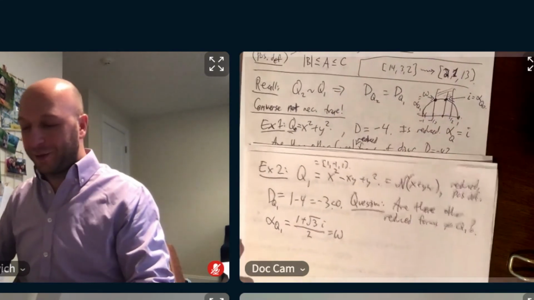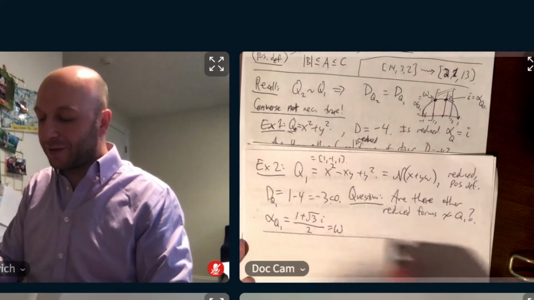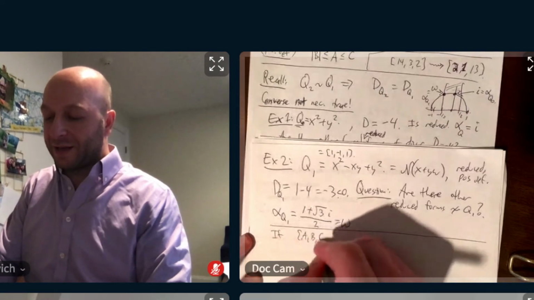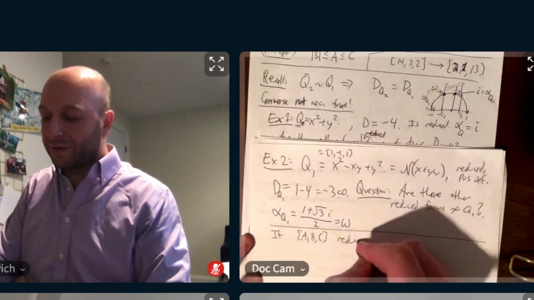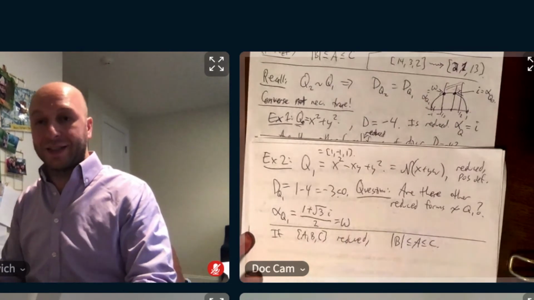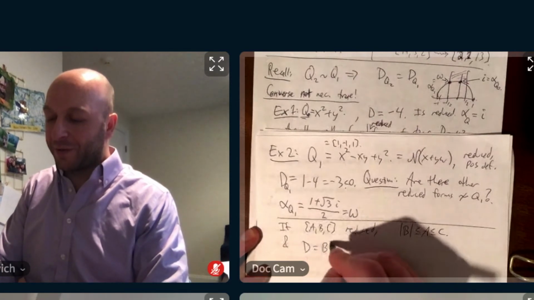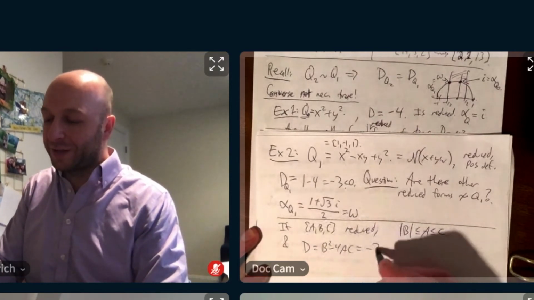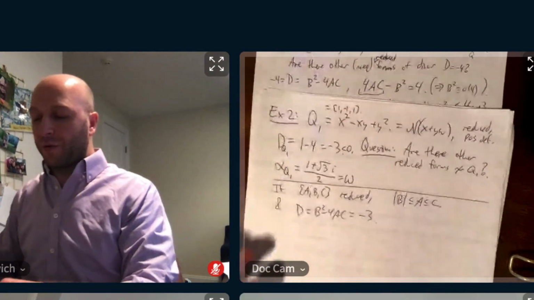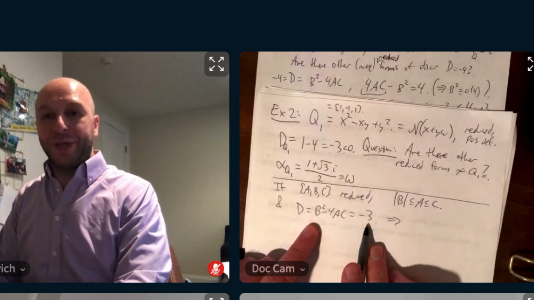Okay, let's do this computation. Let's answer this question. If ABC is reduced, that is, the absolute value of B is less than or equal to A, which is less than or equal to C, and the discriminant, which is B squared minus 4AC, is equal to -3, what can we learn? First of all, what do we know about B? Is B even or odd?